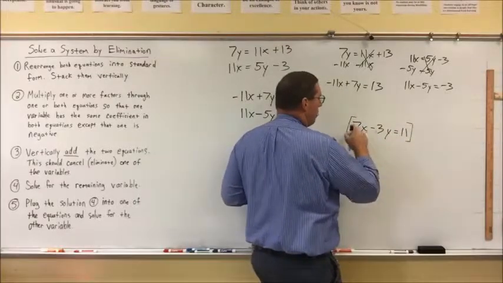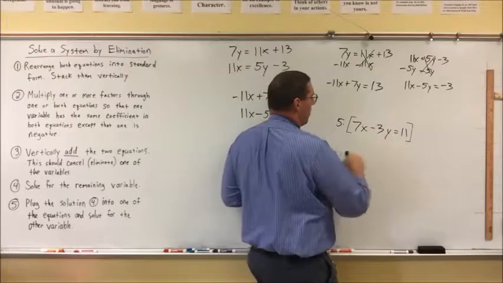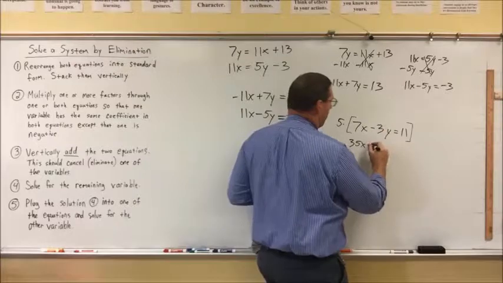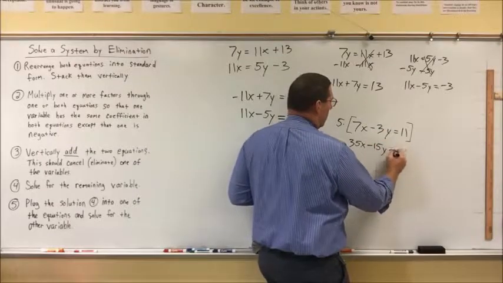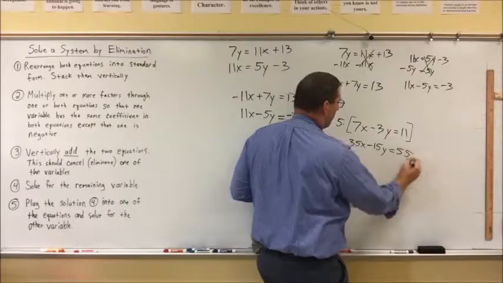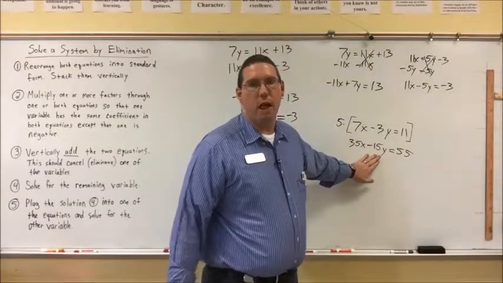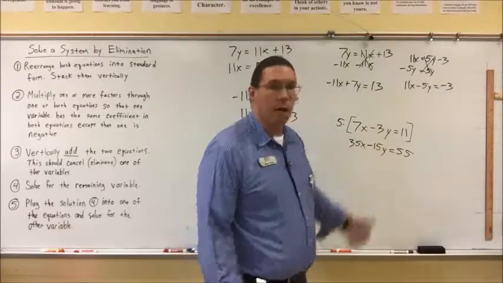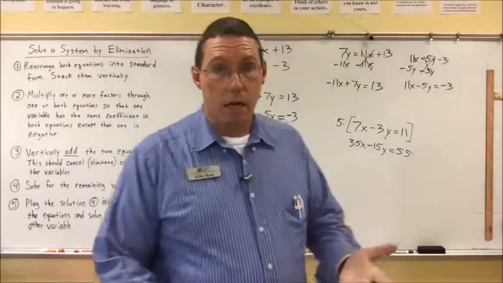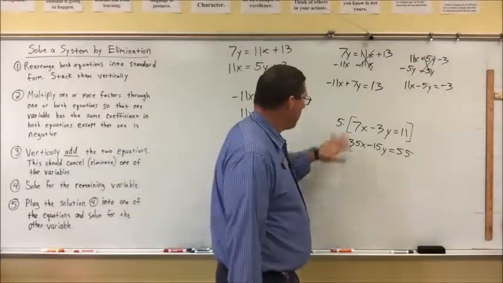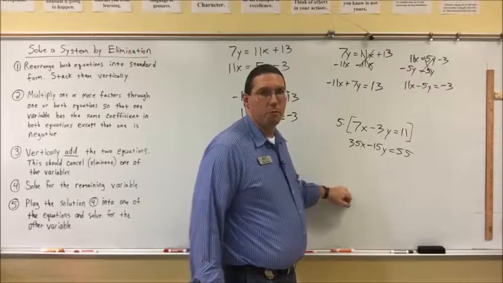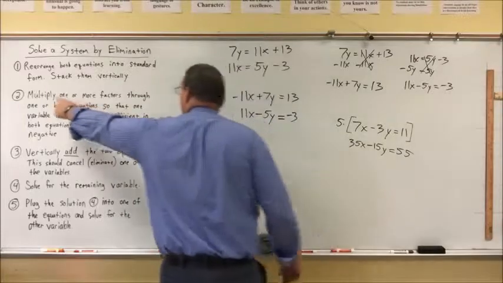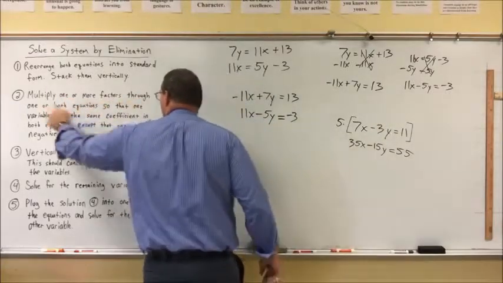Let's say I multiplied through the whole thing by 5. If I did 5 times this whole thing, 5 times 7x is 35x, 5 times negative 3y is negative 15y equals, and then 5 times 11 is 55. And here's what I'm saying: this equation of the line is the same as this equation of the line. This line and this line are the same line, because it's really just the same line multiplied through by 5. Okay? And so that's what I mean by multiply one or more factors through one or both equations.